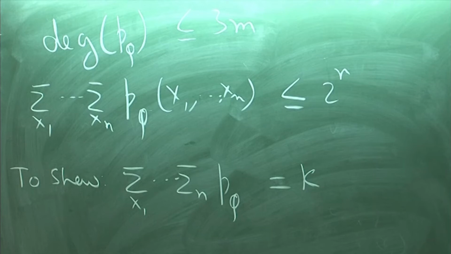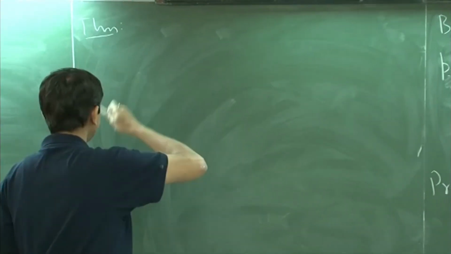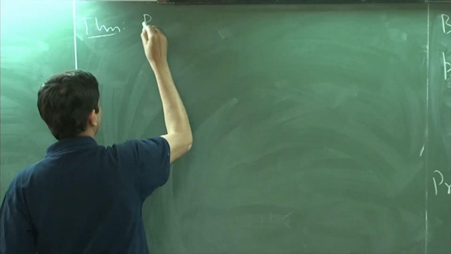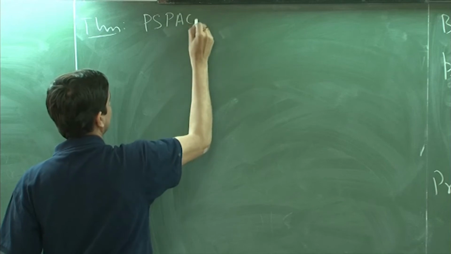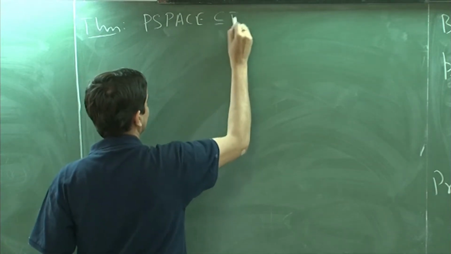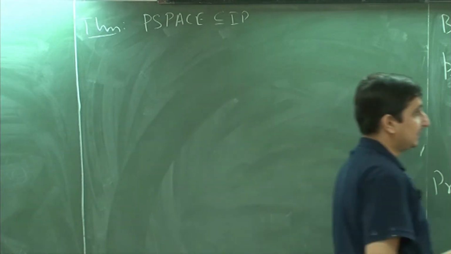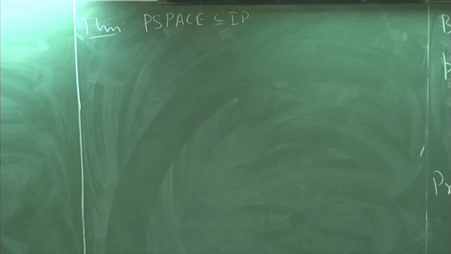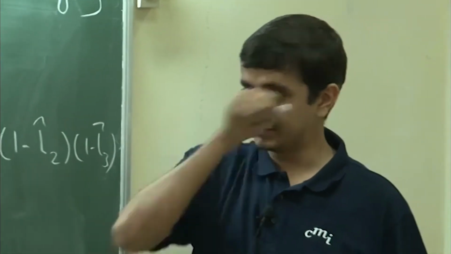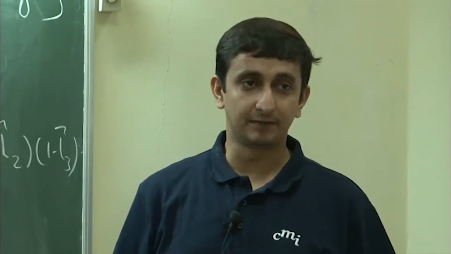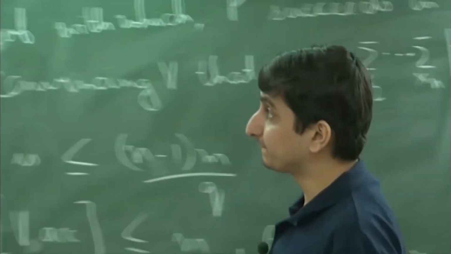Okay. So now let us look at our main objective. The main objective with which we started this entire program was to show that the class PSPACE is contained in IP. What we have shown so far is that a class as large as sharp P is contained in IP because of this observation, but PSPACE is even bigger than sharp P. So how do we show this?